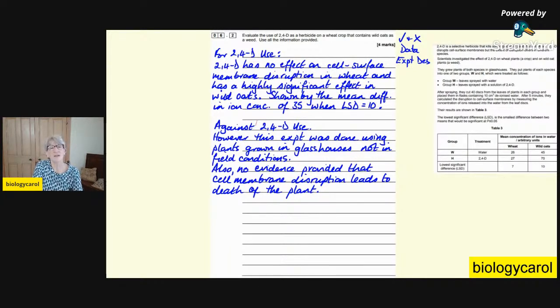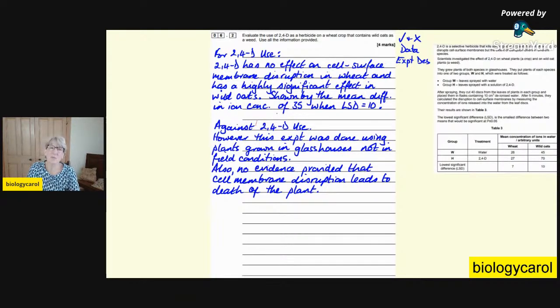Whereas has no effect on cell membrane disruption in wheat, but has a highly significant effect in wild oats. This is shown by the mean difference in ion concentration of 70 minus 45, when the LSD number is 10. It's three times, which is why I put in the words highly significant. I wanted them to realize that I understood that. But then I couldn't really think of anything else to say for the use of the herbicide. And so I went on to the against.